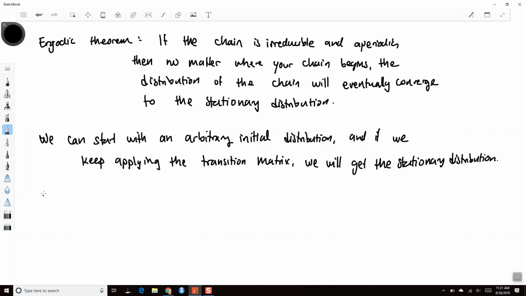Okay, so basically if I start off with some vector representing our initial distribution over states, and I multiply it by our matrix P, and I do this many times, so I'm going to multiply it by P to the n, eventually this converges to the stationary distribution.